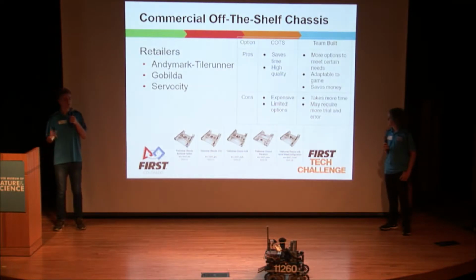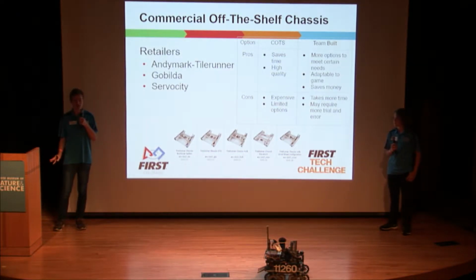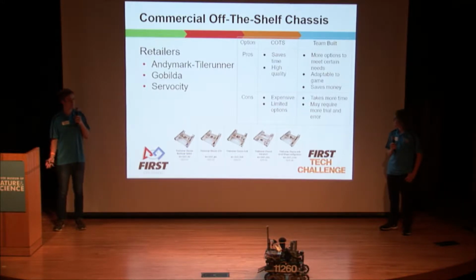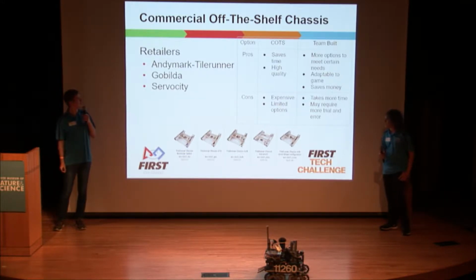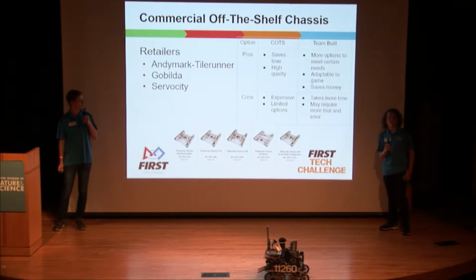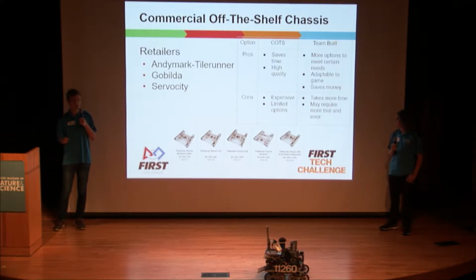So one of the options for starting off and for getting a base is a commercial off-the-shelf chassis. Lots of robotics companies will sell these, such as AndyMark and their TileRunner chassis, or goBILDA or ServoCity chassis. And these chassis will save you time. They're going to be high quality chassis, and just get that out of the way so you don't have to worry about designing a chassis. You can just have one.